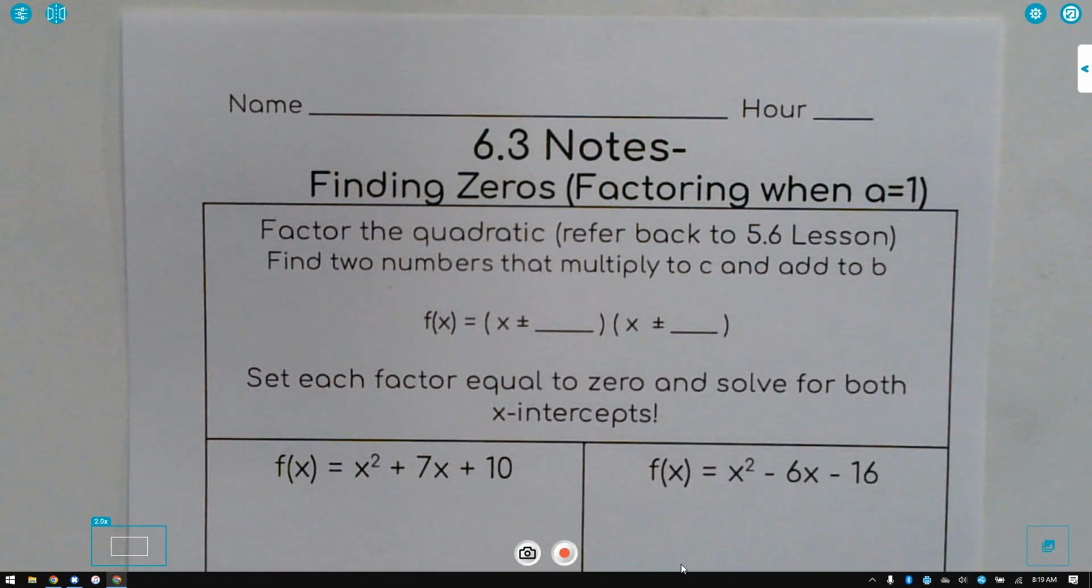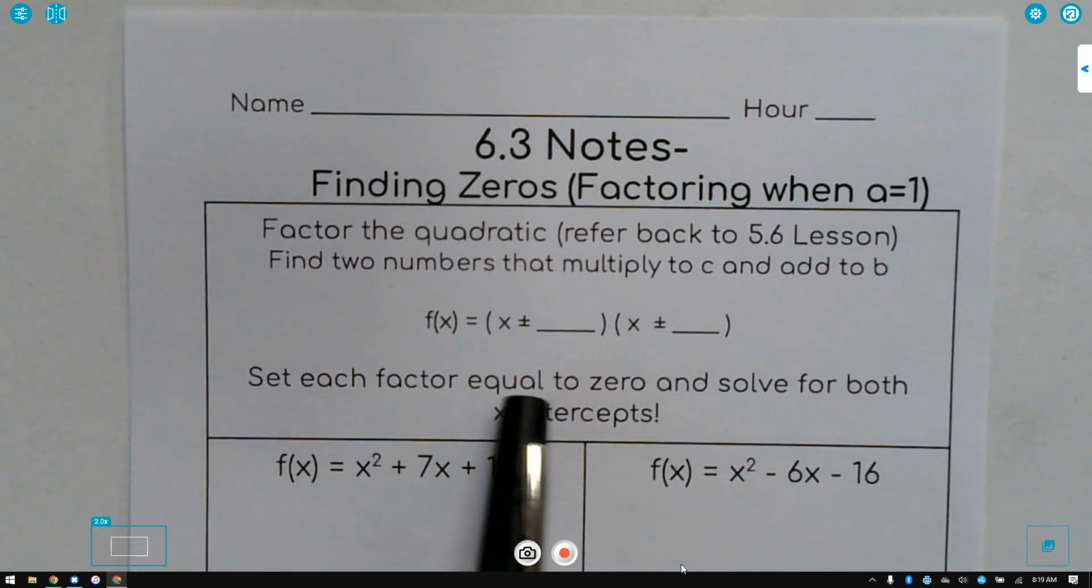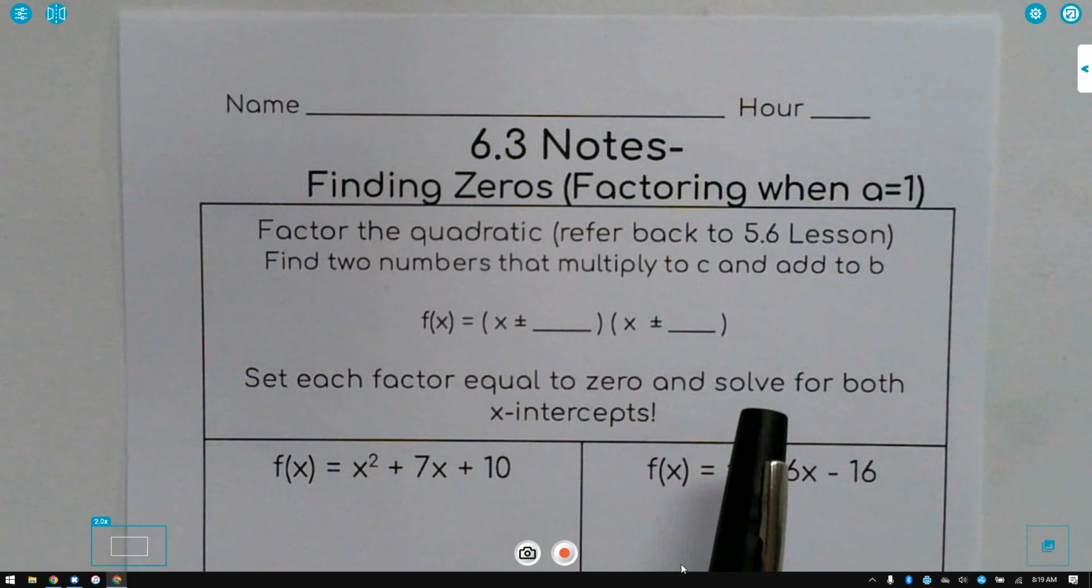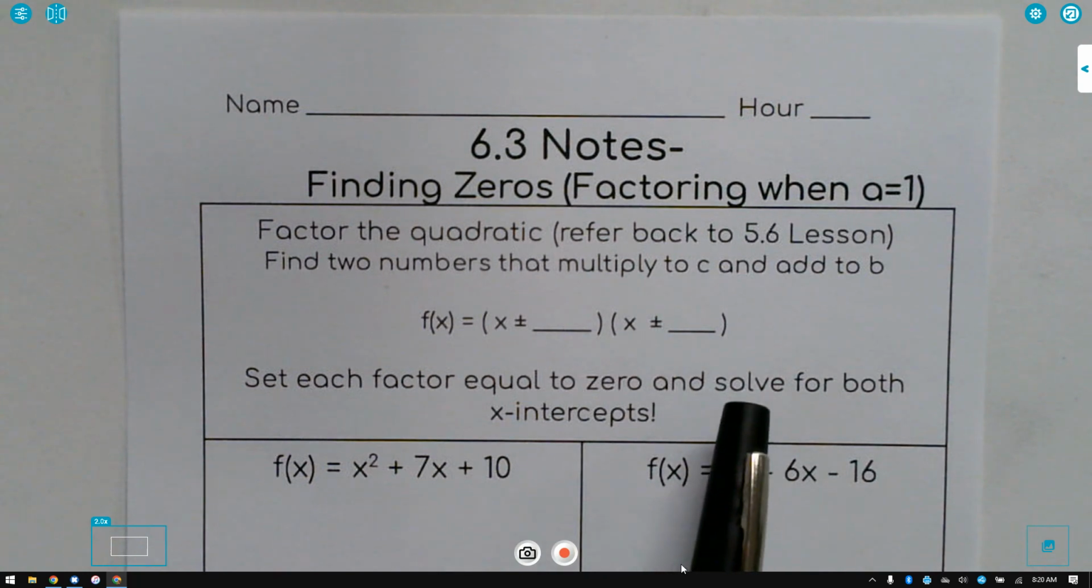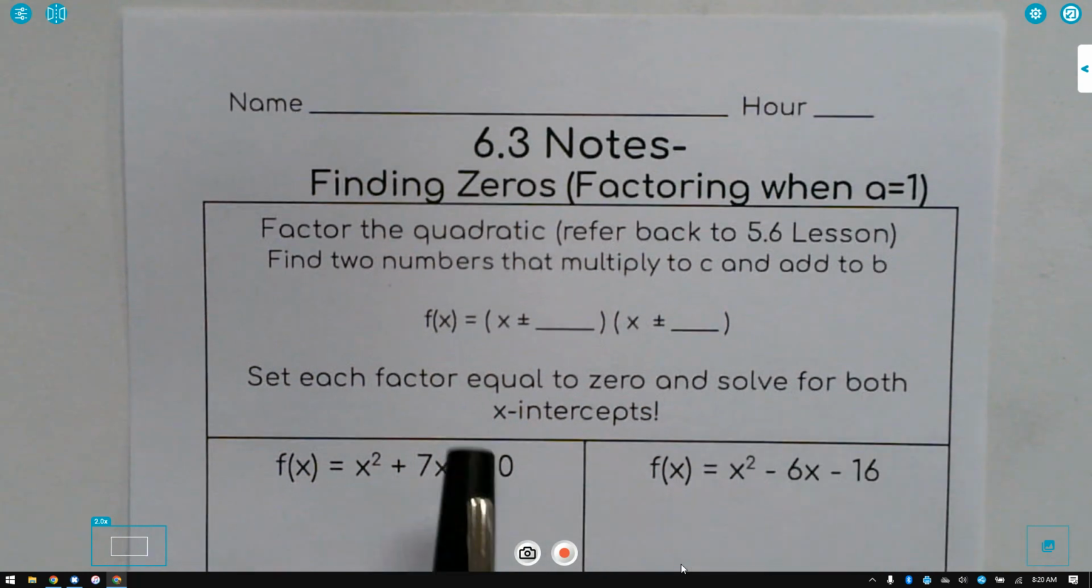Then we have one more step. We're going to take it one step further with our problems we're doing today. We are going to then set each of those factors equal to 0 and solve both of them, which is going to give us both of our x-intercepts or both of our zeros.